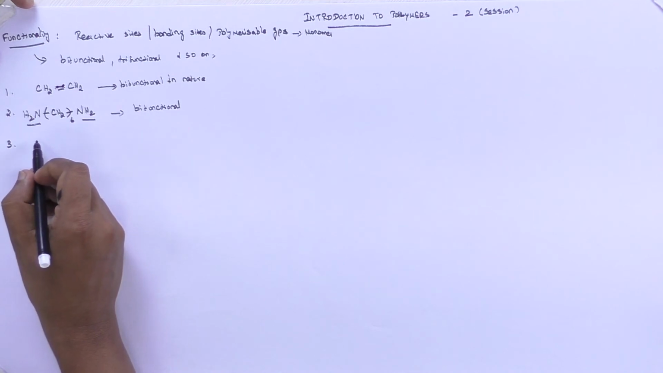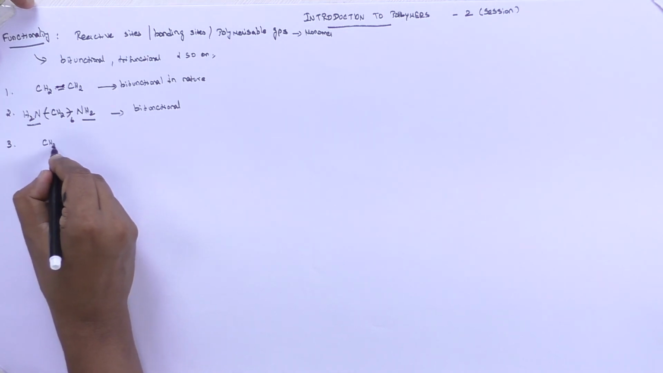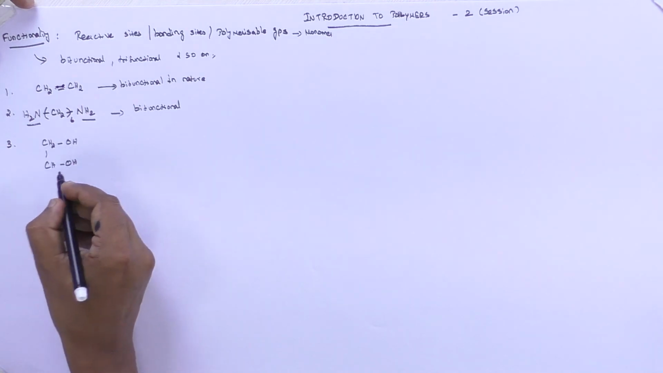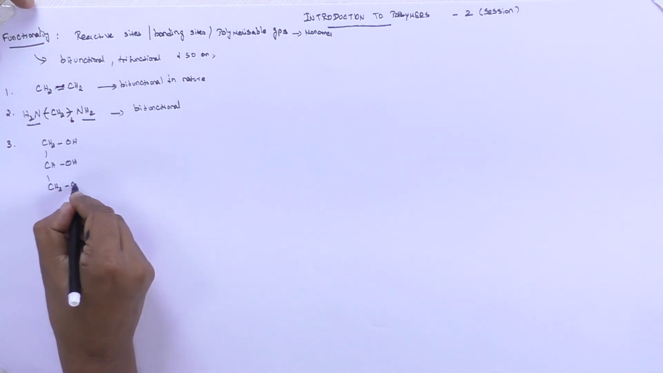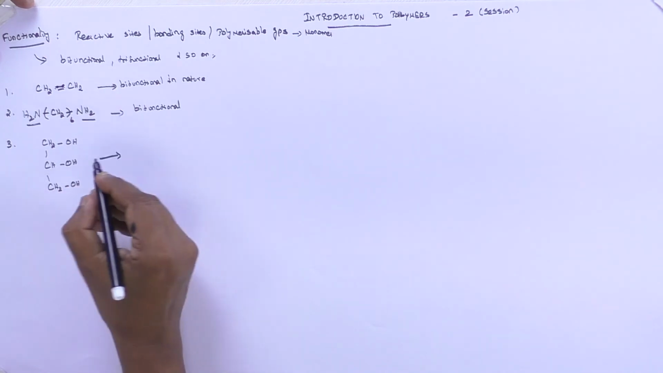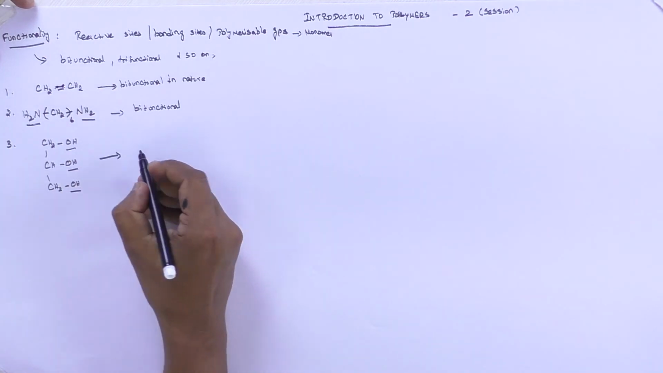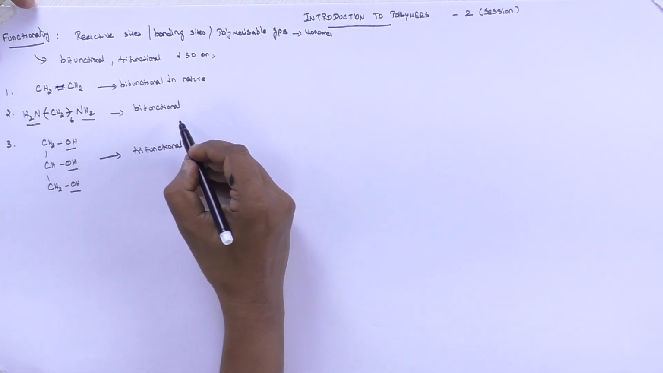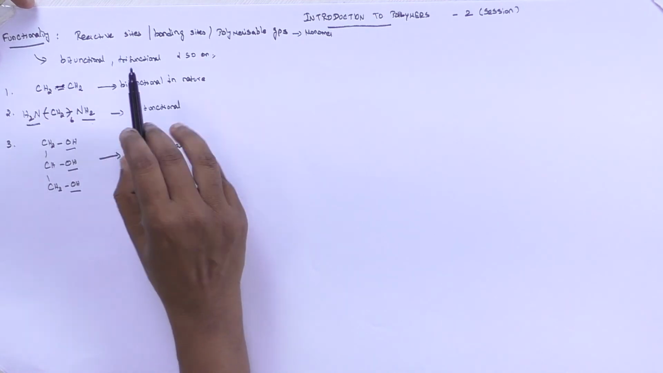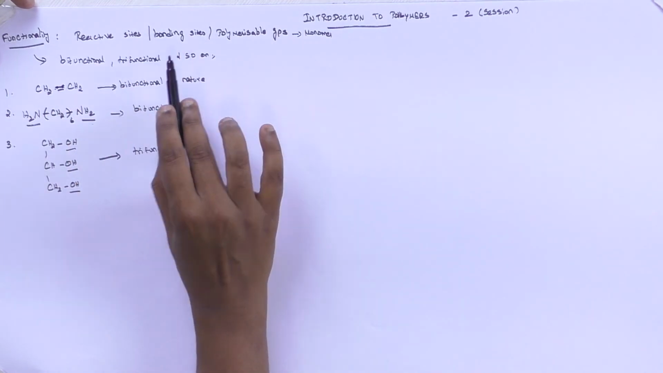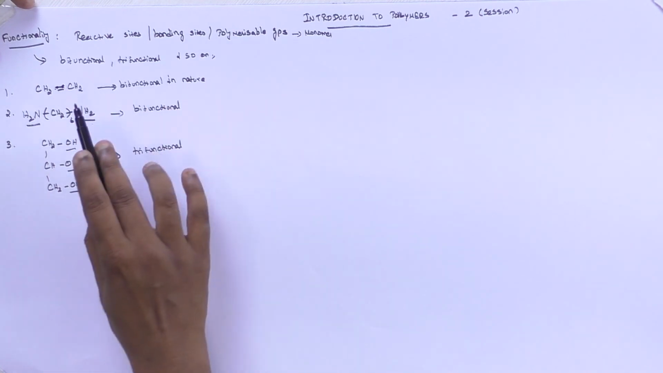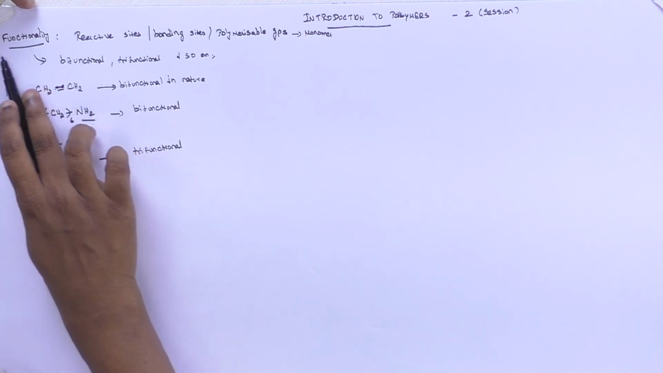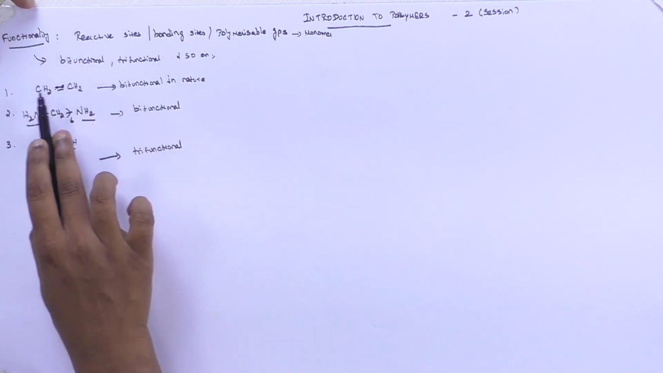Let us take the third example, glycerol. Glycerol is nothing but CH2OH, CHOH and CH2OH. So, this is glycerol, and it has 3 OH groups. Therefore, it is trifunctional in nature. So, the functionality depends upon the number of reactive sites, bonding sites or polymerizable groups that are present in the monomer.